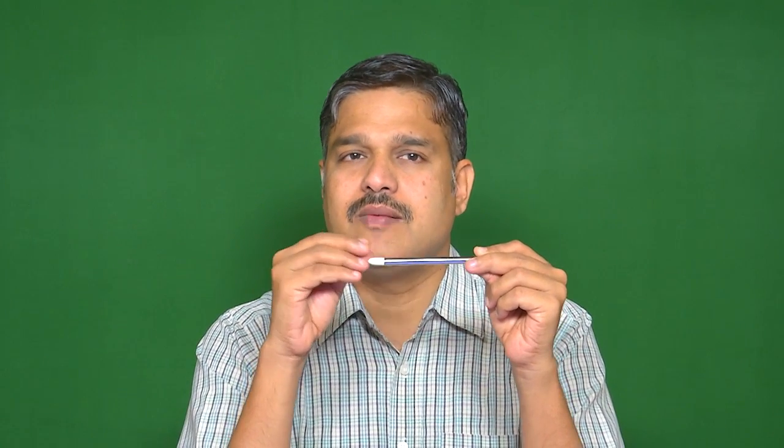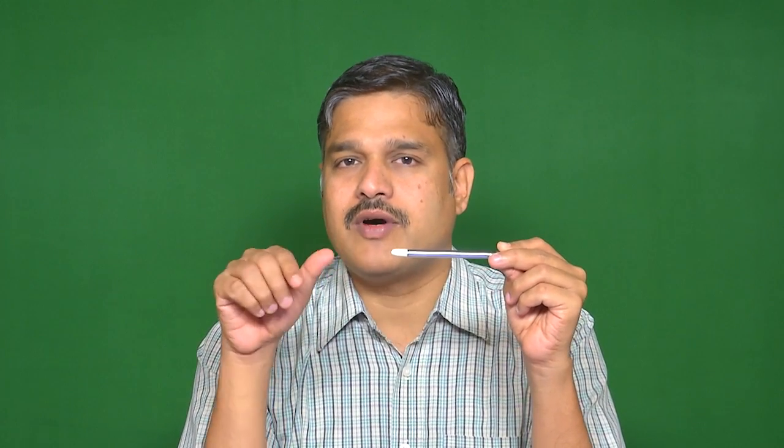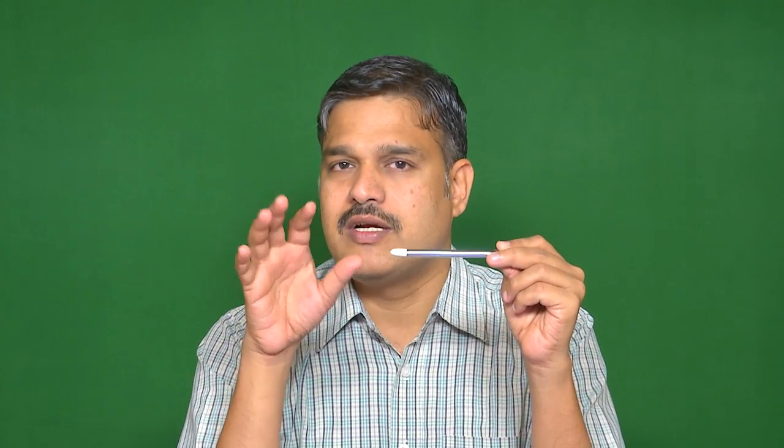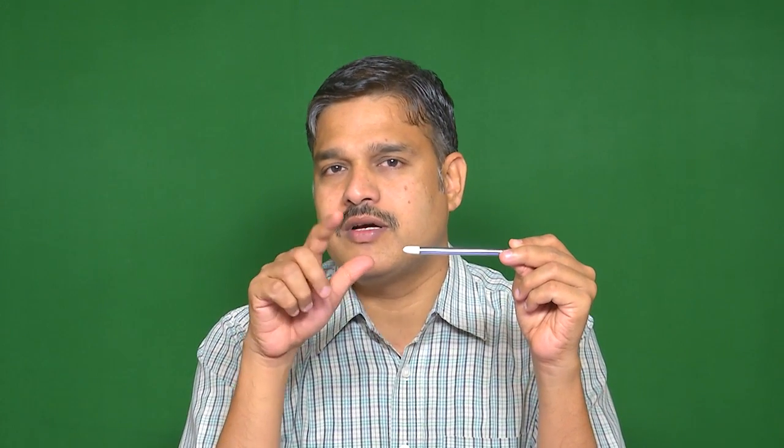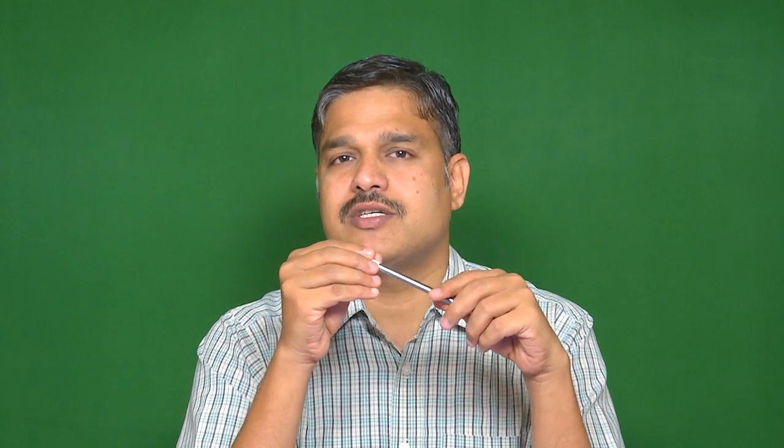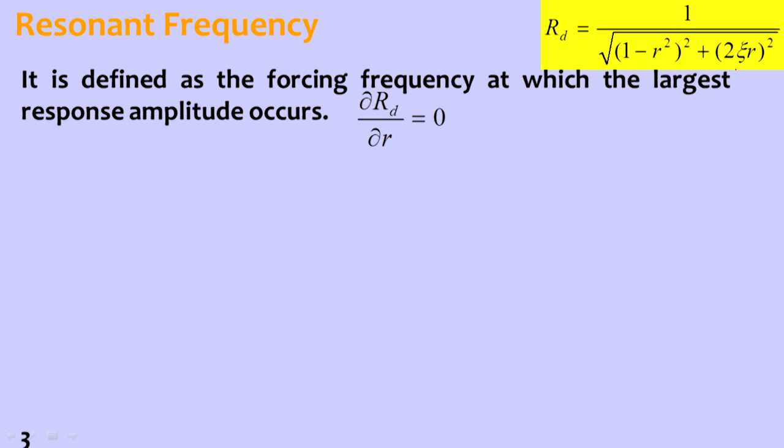In addition, we have the RD curve, the dynamic amplification factor, where RD is a function of R, the frequency ratio. What are the properties of that curve? That is also what we are going to study. Now, the RD curve looks like this. The RD formula is 1 by under root of (1 minus R square) whole square plus (2 zeta R) whole square. This represents RD, which is a function of R and zeta.